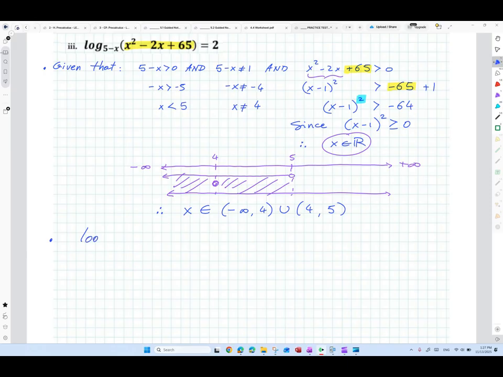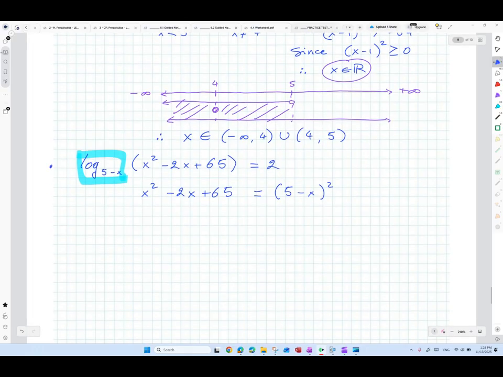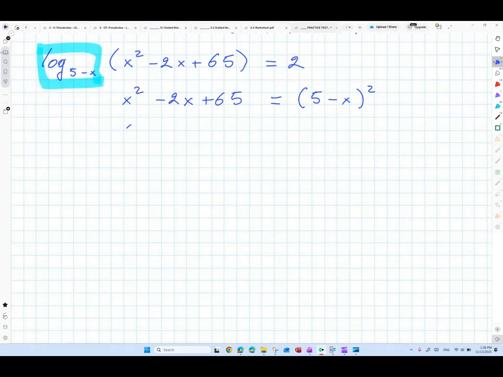Now let me rewrite the whole equation. And here it's going to be rather simple. I'm going to cross over that logarithm. So the argument of the logarithm will remain here, and this logarithm is going to become a base. Then I am going to distribute the right side. I will have 25 minus 10x plus x squared.